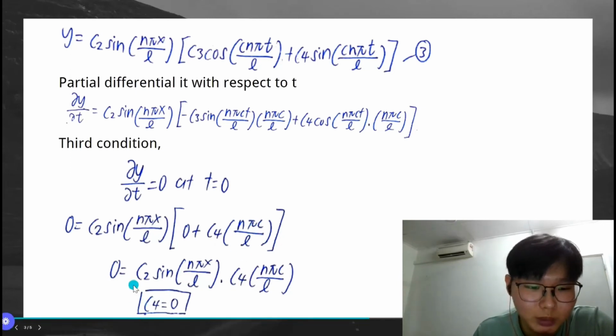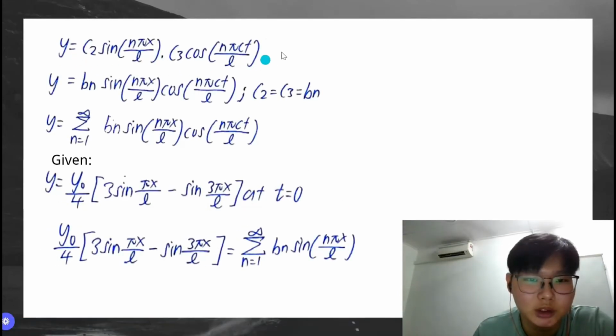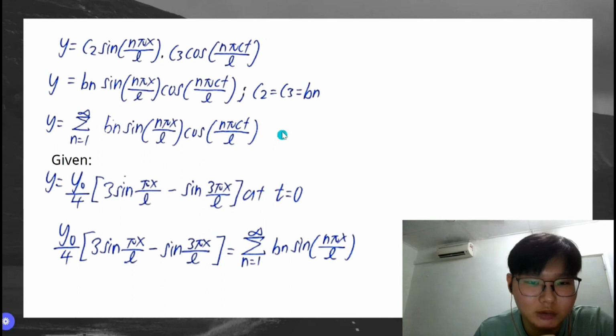So we compare the left side and the right side, and we will get C4 equal to 0. After this, our new equation will become y equals C2 sin(n pi s divided by L) multiplied with C3 cos(n pi ct divided by L). Now we just assume that C2 times C3 equals Bn. So we will get y equals Bn sin(n pi s divided by L) cos(n pi ct divided by L). You can write it in this form: y equals the summation of n equals 1 to infinity of Bn sin(n pi s divided by L) cos(n pi ct divided by L).